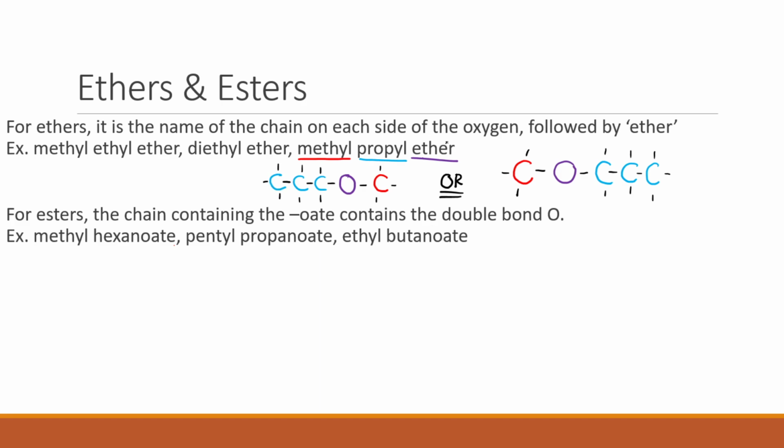The word ether tells you there is an O connecting 2 branches. And then they tell you what the 2 branches are. It doesn't matter if you put the first one on the left or the first one on the right, as long as you have one on either side of the O.